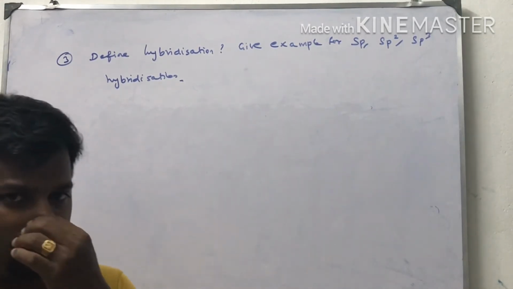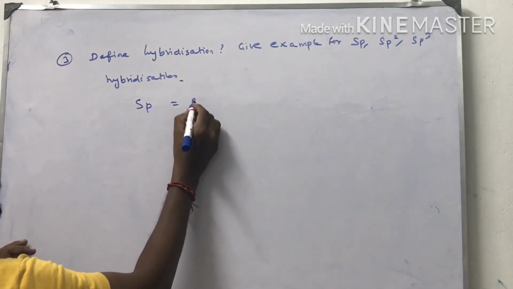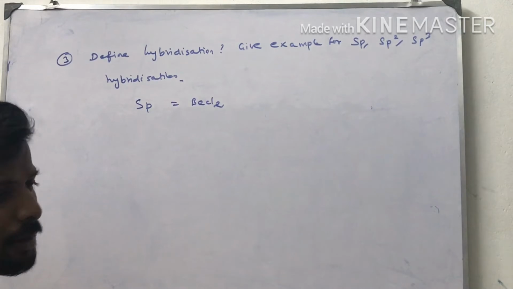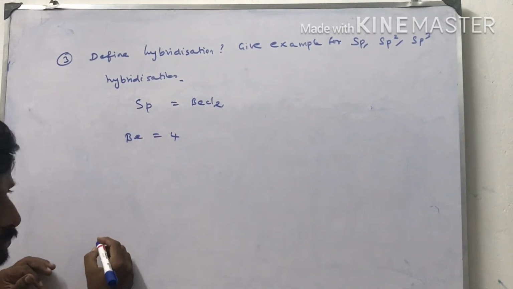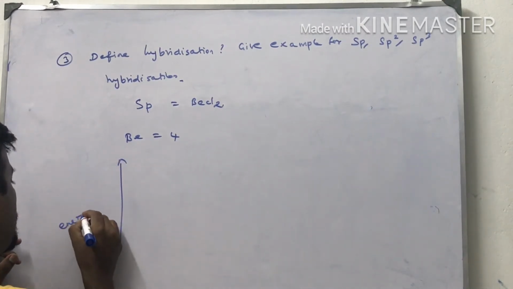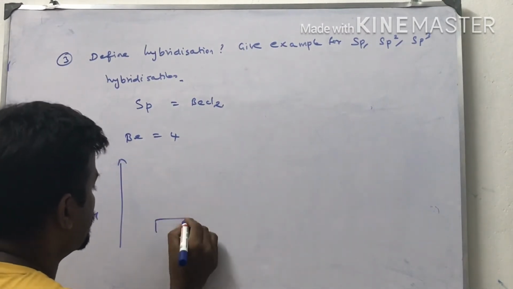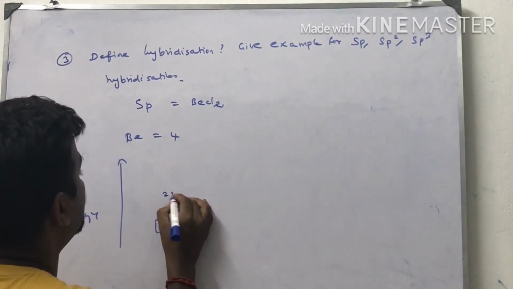Now I am going to start with the example of sp hybrid orbitals. Example, beryllium chloride. We are using BeCl2. Beryllium atomic number 4. The ground state energy level diagram. Energy starting from here. You start with 1s2, then 2s2.